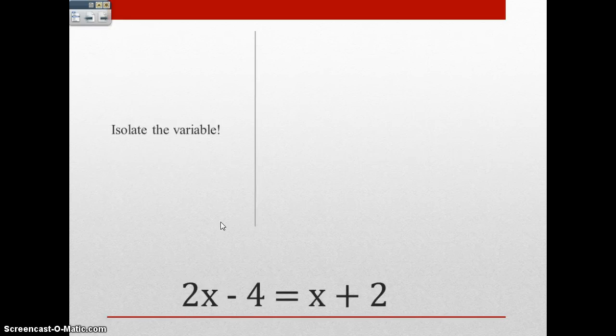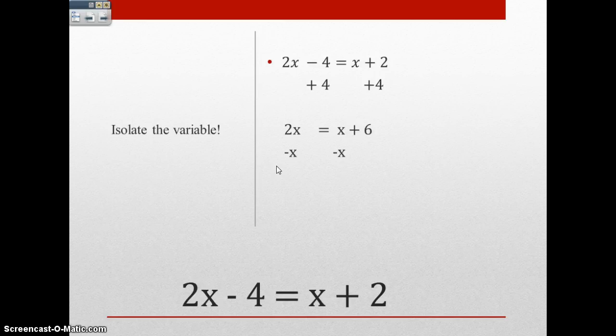We isolate the variable. So we start with 2x minus 4 equals x plus 2. What's your first step? For me, I added 4 to both sides. This doesn't have to be the first step, but it's my first step. By adding 4 to both sides, I get 2x now equals x plus 6. What would you do now?